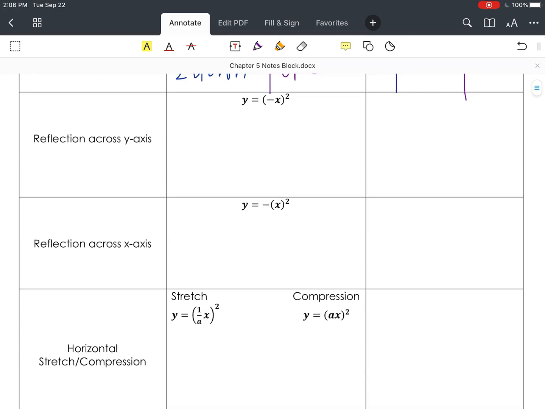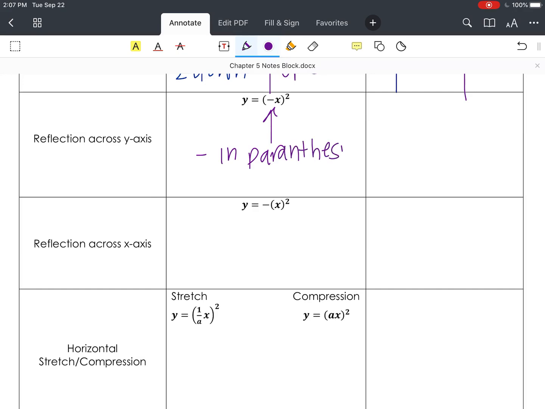Next, we have reflections. So one way you can reflect is across the y-axis. This one doesn't pop up too much. To reflect across the y-axis, you might notice that your negative is in the parentheses. And what's weird about reflecting across the y-axis is, if your graph looks like this, when you reflect it, I'm going to do this in highlighter, the left side becomes the right side and the right side becomes the left side. So your graph actually is not going to change if all you're doing is putting a negative on the inside of your parentheses.